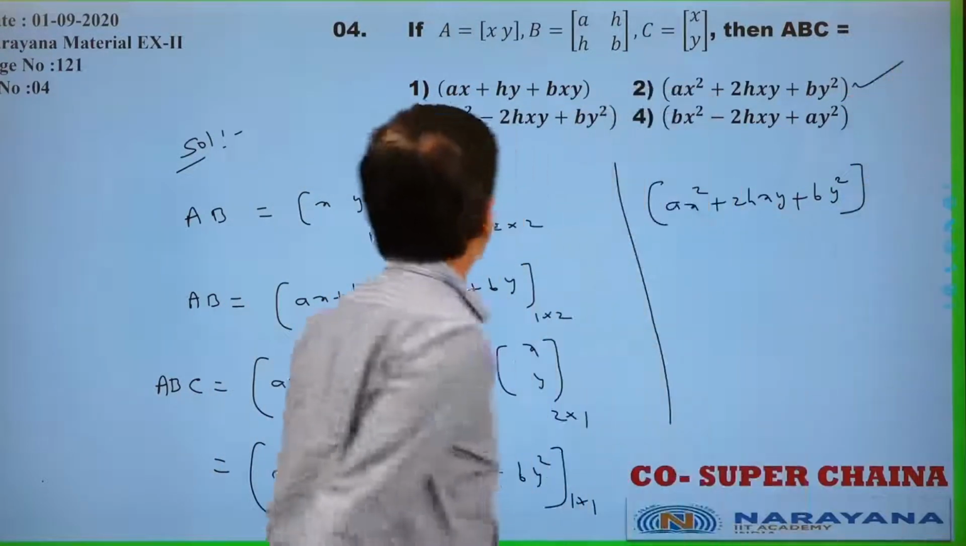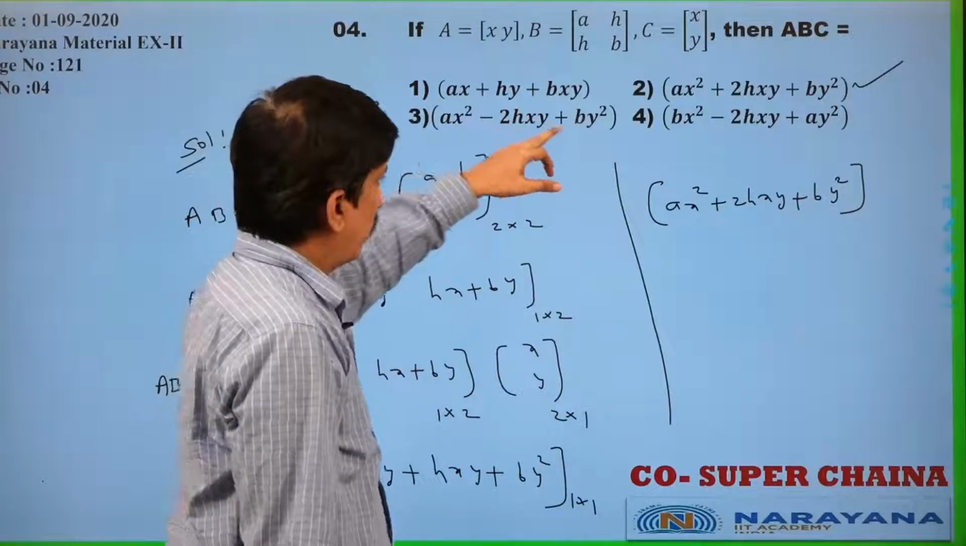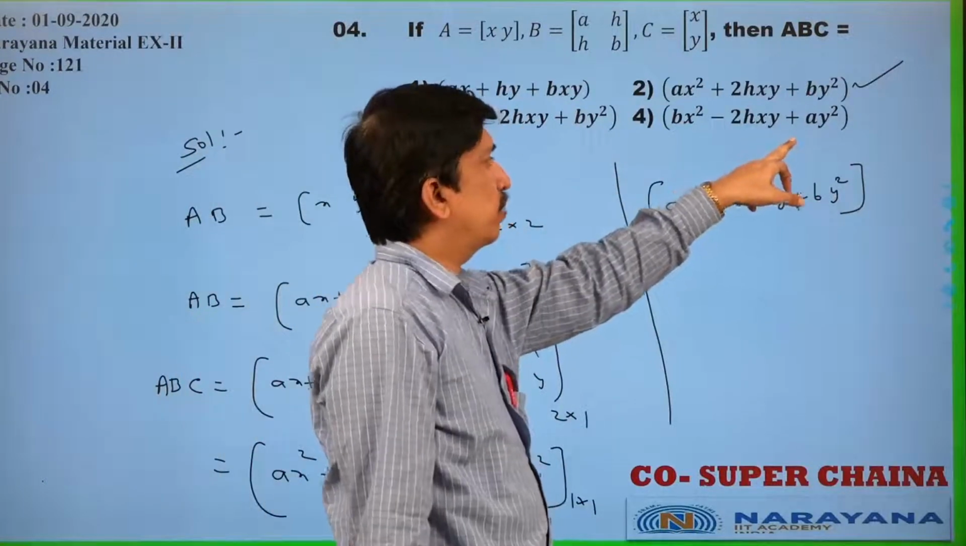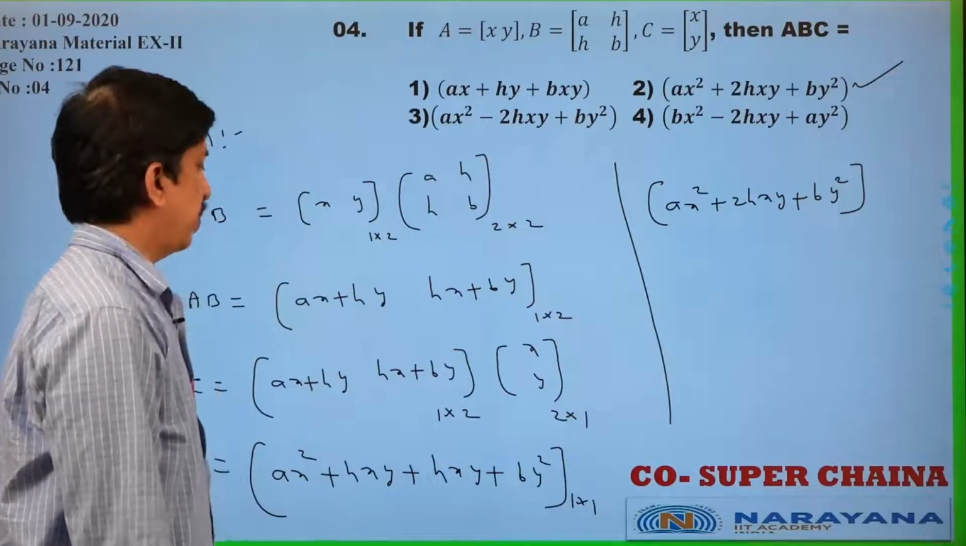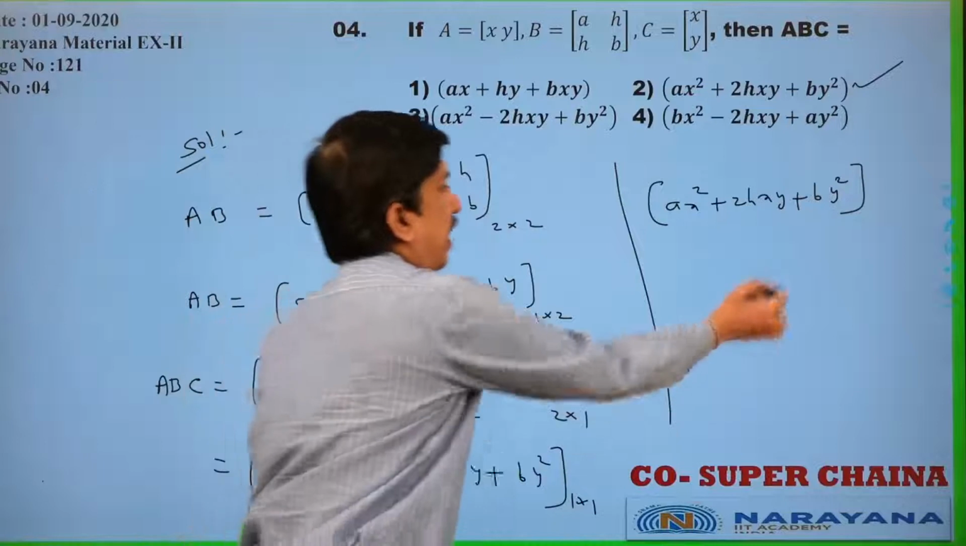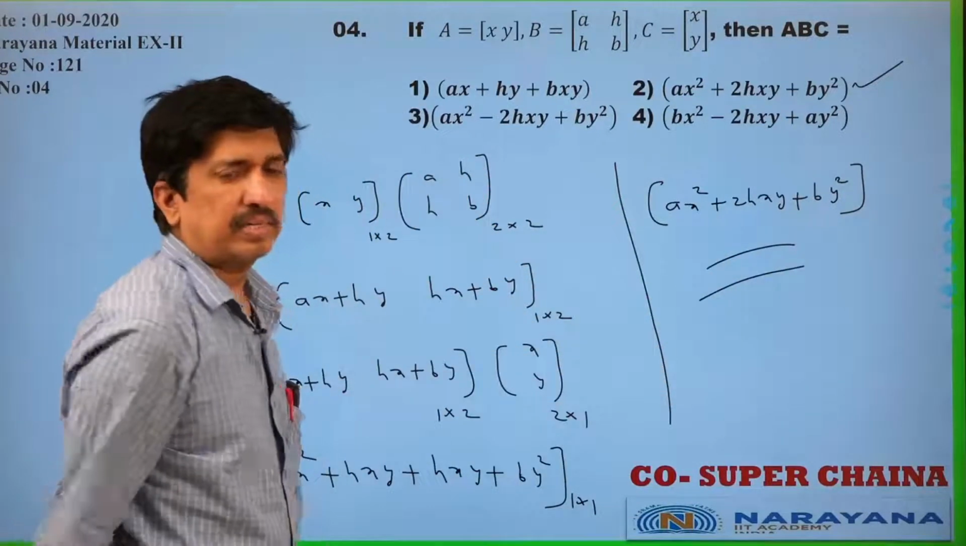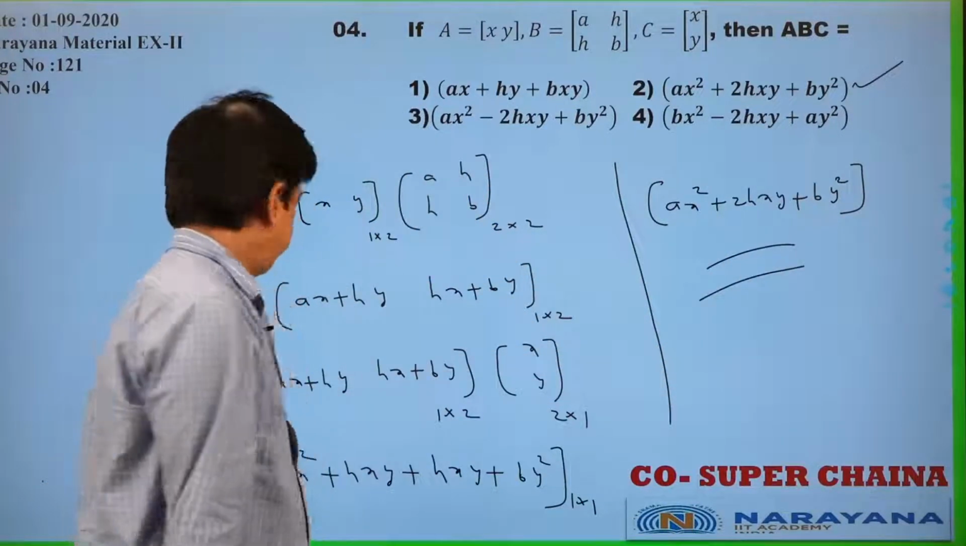The second option is correct. Here a minus sign is there, so that is wrong. Here bx² minus 2hxy plus ay² is wrong. So ax² plus 2hxy plus by² is the right answer. This is the final answer. Is it clear? Let us move to the next question.